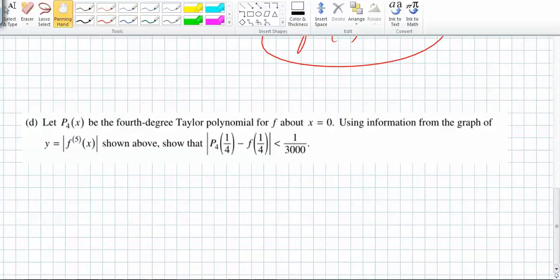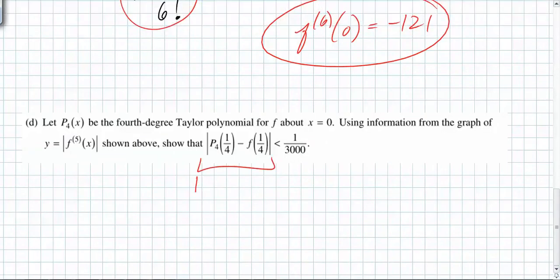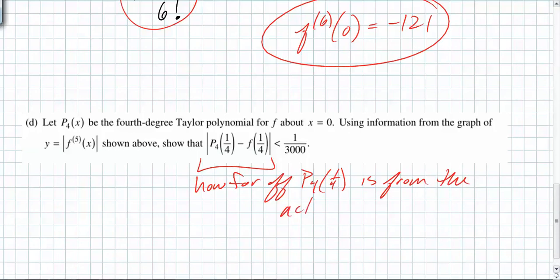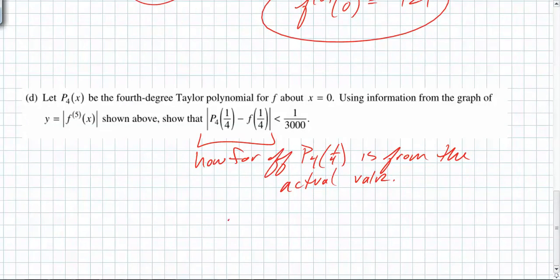This right here is how far off what is from what? How far off the fourth sum is from the actual value, right? So how do you prove it's less than 1 over 3,000? What do you find? P4 is the sum. So what do we need to find? Not the fourth entry. We need to find the fifth entry. The fifth entry of this thing evaluated at what? 1/4.